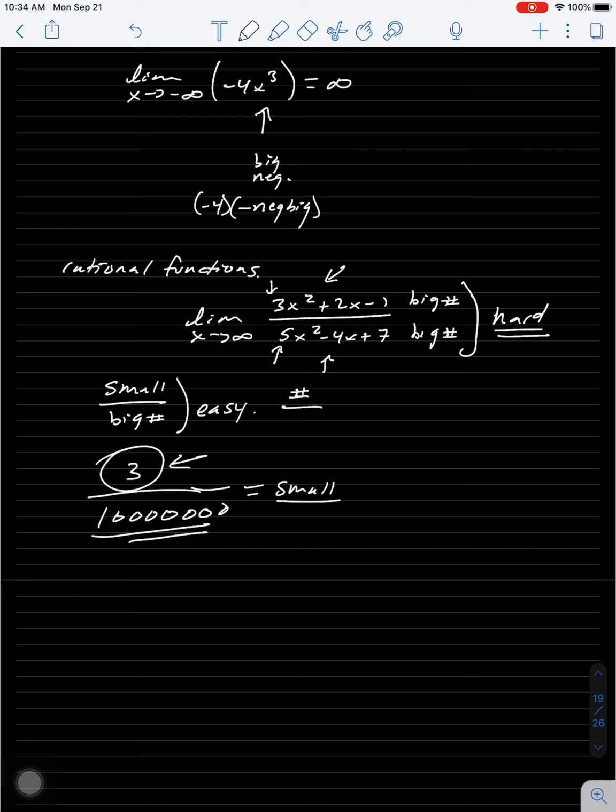So here's what this looks like. I'm going to take this function, 1 over 5x squared, and the biggest power in the denominator is an x squared. Okay? So I'm going to divide every term by an x squared on the top and the bottom. That's legal because I'm dividing every term. It's all even. You're not changing the value at all.